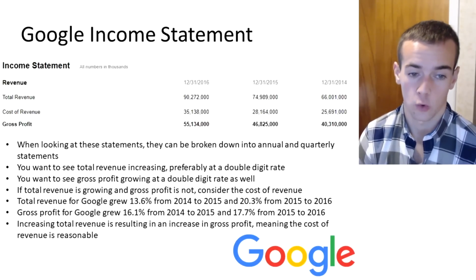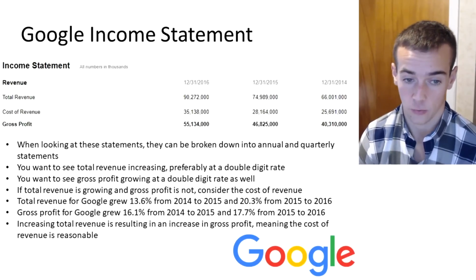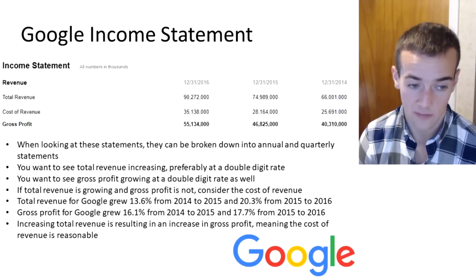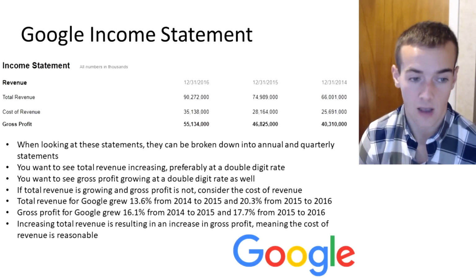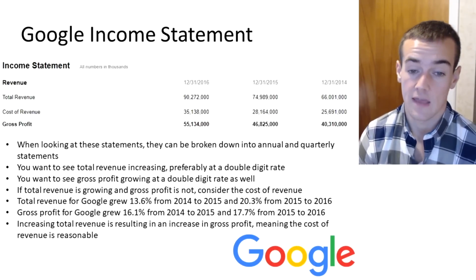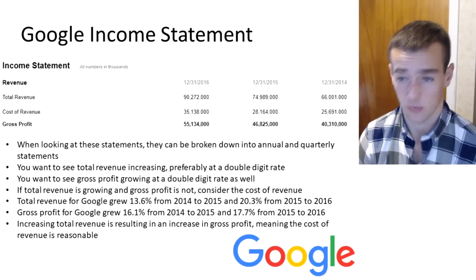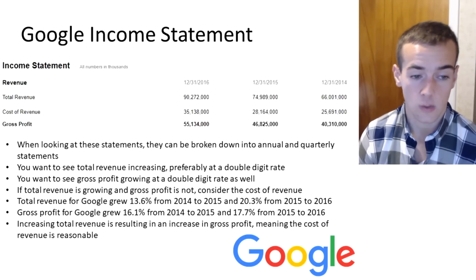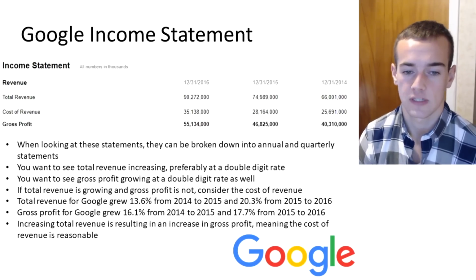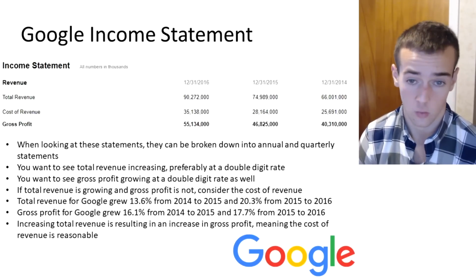So total revenue for Google grew 13.6% from 2014 to 2015, and 20.3% from 2015 to 2016. So those are great numbers. And then we'll consider gross profit. We want to make sure that the cost of revenue is not too high. So gross profit, after the cost of revenue is considered, grew 16.1% from 2014 to 2015, and then 17.7% from 2015 to 2016. So these are fantastic numbers. That is excellent growth to be seeing. So increasing total revenue is resulting in an increase in gross profit, meaning the cost of revenue is reasonable. These are numbers you're going to want to see.